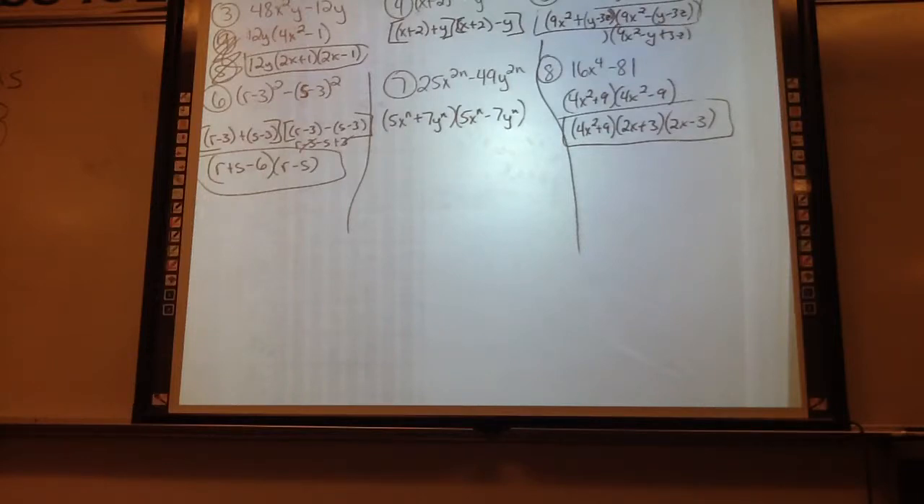Mr. Hopkins, what if we did the bottom one first, right off the bat?